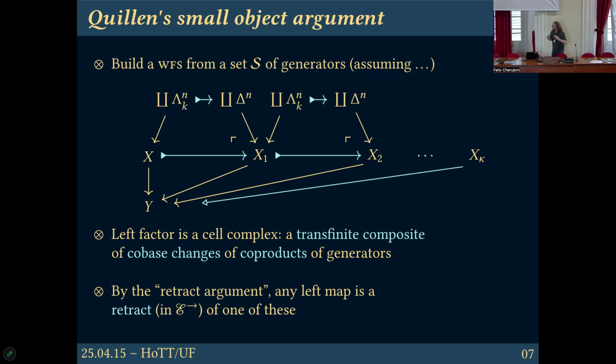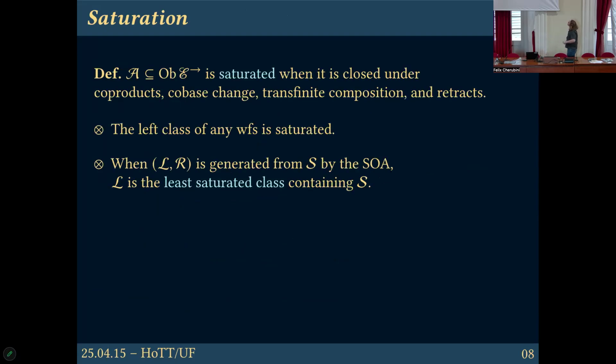And then there's something we can conclude by something called the retract argument, that not only are these left maps cell complexes, but any left map at all is going to be a retract of one of these cell complexes in the arrow category. Okay. And that's the kind of thing that we wanted to exploit back in our story. So one way to exploit it is by formulating it in the following way.